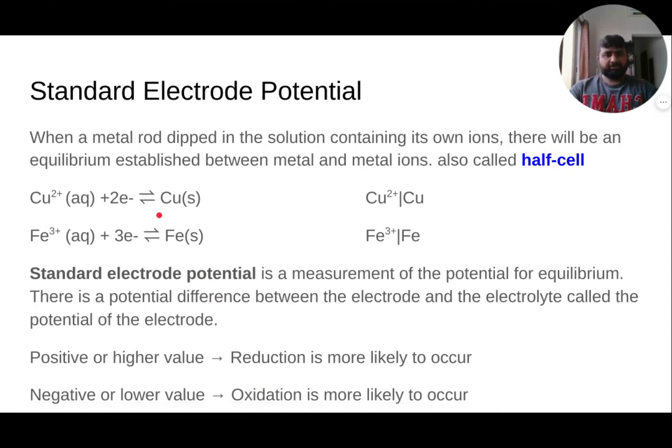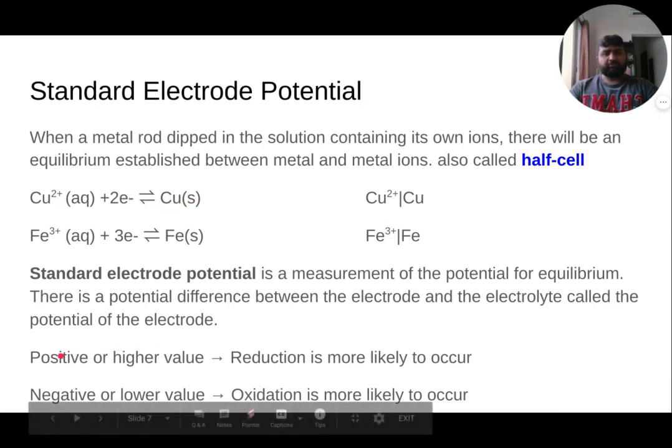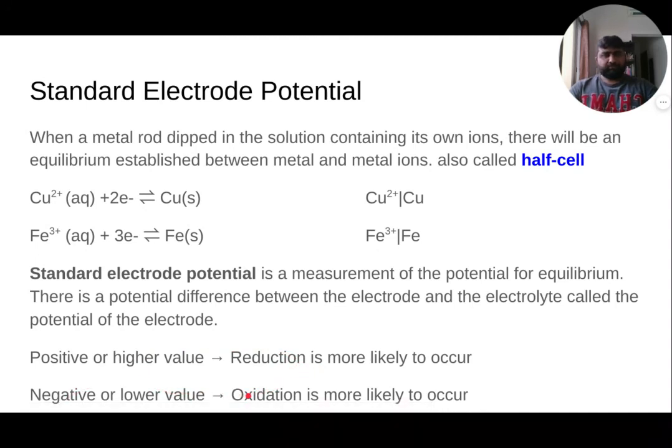Got it? So a half cell is something dipped in its own solution. Potential is the value at which we get equilibrium. If you get a positive or higher value, on comparison, reduction is happening. If you get a negative or lower value, oxidation is happening. Alright, let's do some examples.